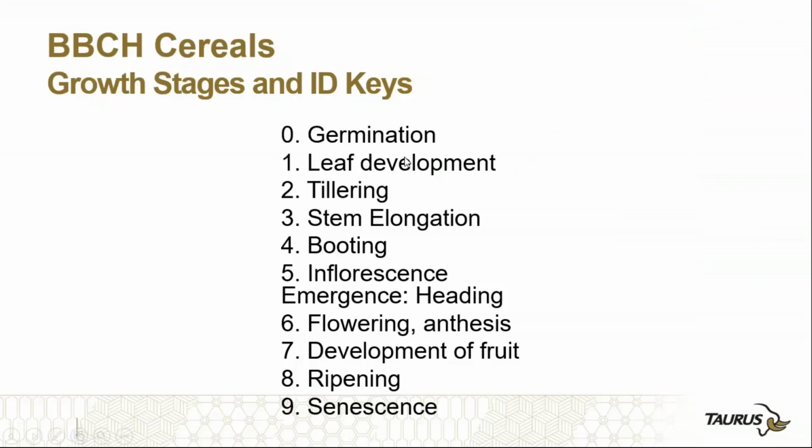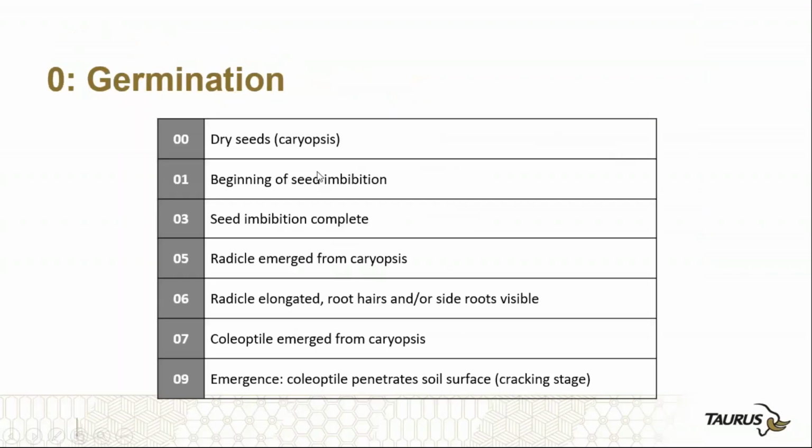We get germination and leaf development, the two stages I'm going to show you now. Here's germination. We get a dry seed, beginning of imbibition. Seed completely imbibed, the radicle emerges. The radicle elongates, root hairs and side roots are formed. The coleoptile emerges from the seed, and emergence occurs when the coleoptile penetrates the soil surface. So let's take a look at all that.